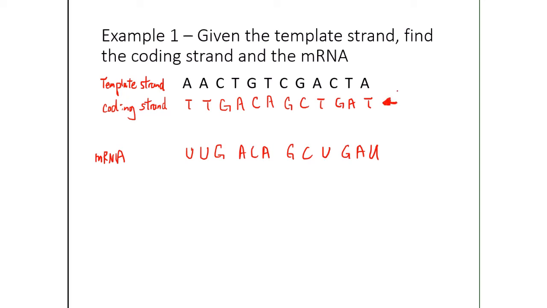Because the coding strand is the one that contains the instruction to make the protein, right? But it will be complementary to the template strand. So that's why A will pair with U following DNA-RNA pairing rules, and C will go with G, and G will go with C, and so on and so forth.